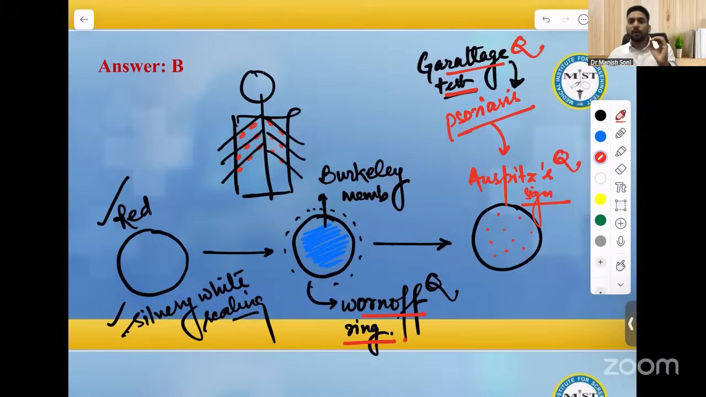So these are a few very important points. A question already came on Auspitz sign. A question already came on the Geratage test. Maybe they might ask you about Warnoff ring or Berkeley membrane. All these are seen in cases of psoriasis.